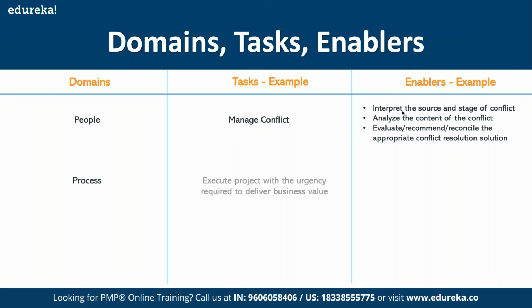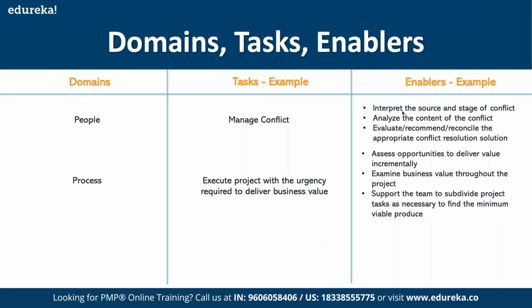And then we have process. Under process, we have to execute the project with the urgency required to deliver the business value, where we assess the opportunities to deliver value incrementally. And there we can examine business value throughout the project. And then we are required to support the team to subdivide project tasks as necessary to find the minimum viable product.